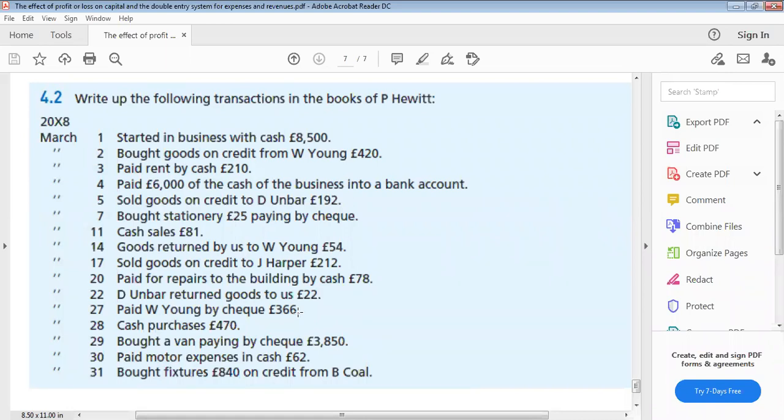The first one says started business with cash 8,500. I'm going to do this one for you guys. So there are two accounts affected here, both cash and capital. So I want to create a cash account and a capital account first. Good?